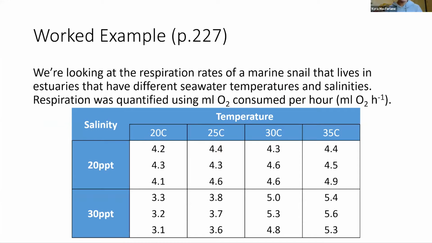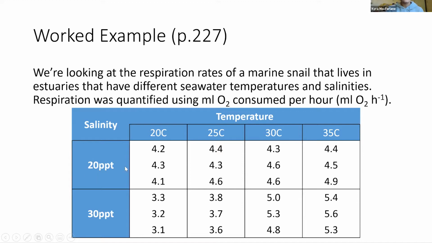So this example is on page 227. So we're looking at the respiration rates of a marine snail that lived in estuaries, that have different seawater temperatures and salinities. So we have different estuaries, different seawater temperatures, different salinities. Our response variable is the respiration rate. So respiration was quantified using milliliters of O2 consumed per hour. And here is our data.